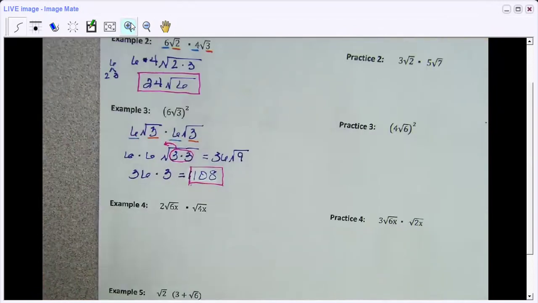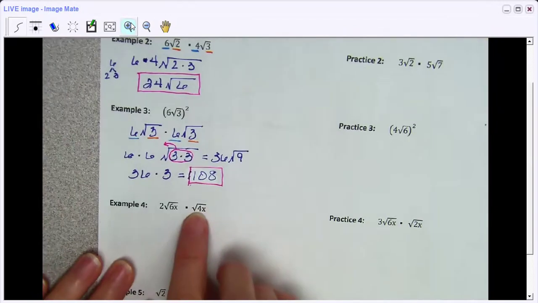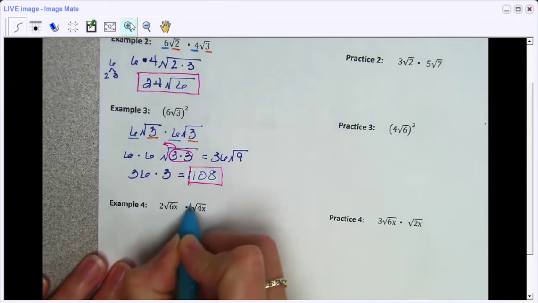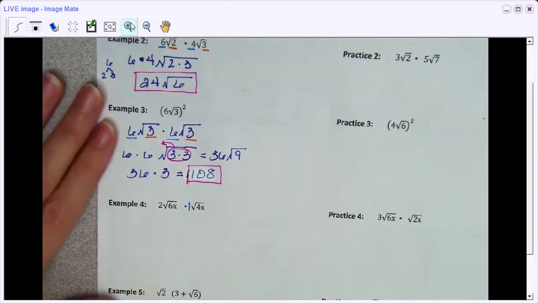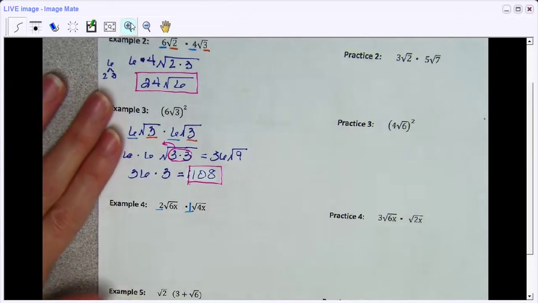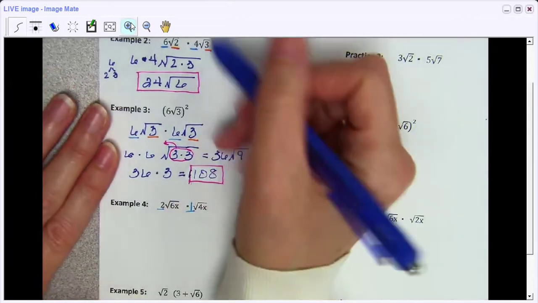All right, let's go down to example 4. In front of the radical of the square root of 4x, there is a 1 there. We just don't see it, but we know that there's a 1 there. So we're going to multiply our two coefficients together. 2 times 1 is just 2. So I'm going to simplify the steps a little bit.